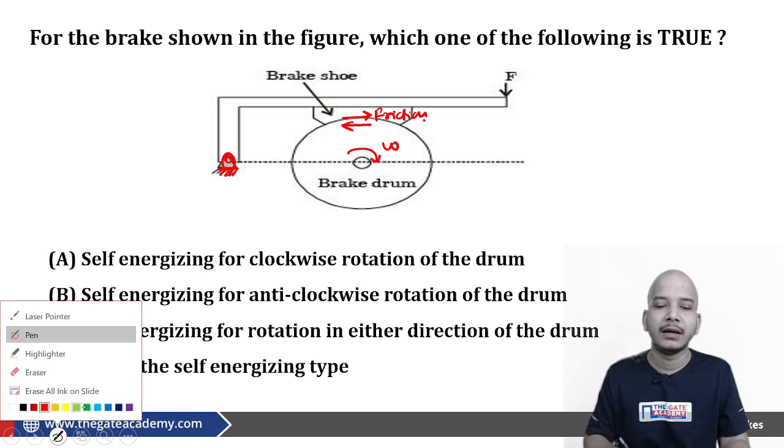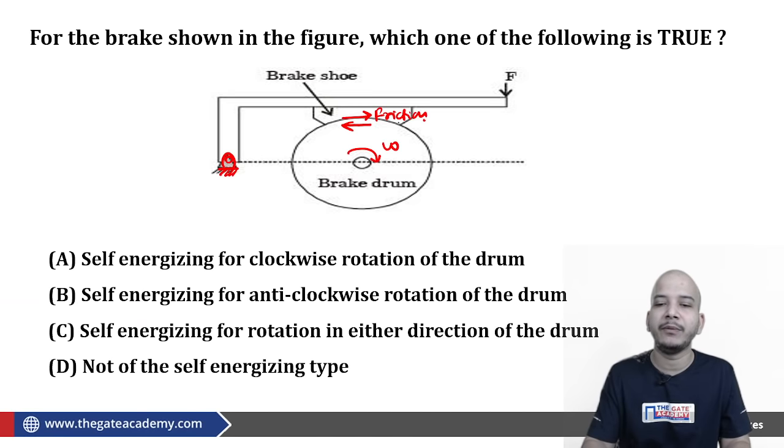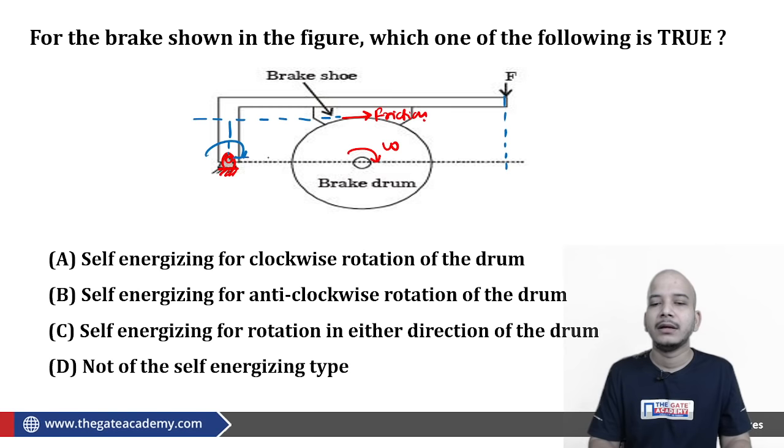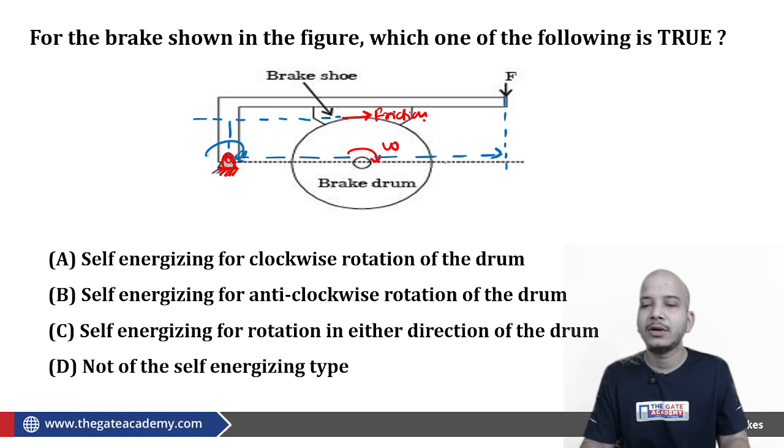on the block lever arrangement are in the same direction or not. Because of this friction F, you can see this will be the moment arm. It is causing a clockwise moment, and as far as F is concerned, this will be your moment arm, and this is also causing a clockwise moment itself.